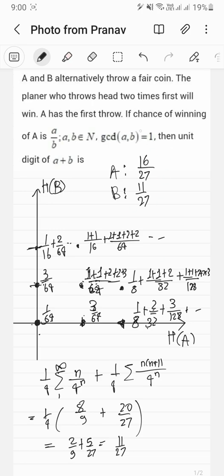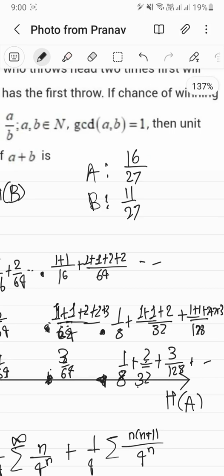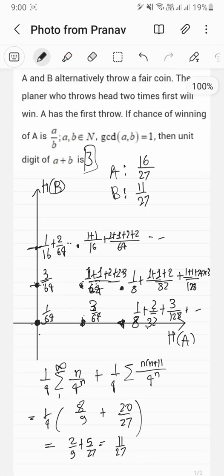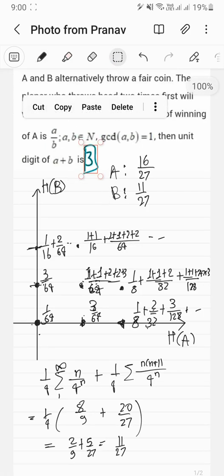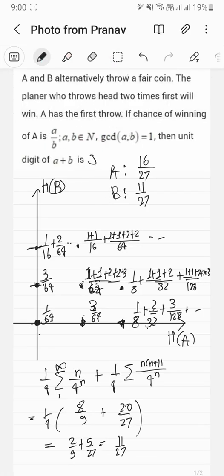Oh, and what do you want? If the chance of winning of A is A upon B, so that's 16 upon 27, GCD of A and B equal to 1, of course, co-prime numbers. Then the unit digit of A plus B, so 16 plus 27. The unit digit of that, so 7 plus 6 is 13, so 3 is the unit digit, hopefully. Not sure what the answer actually is, but yeah, I'm gonna go with 3.